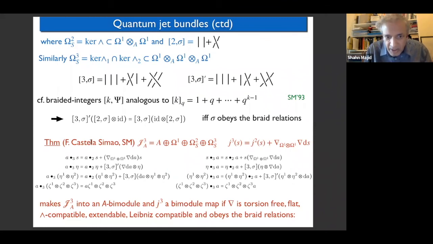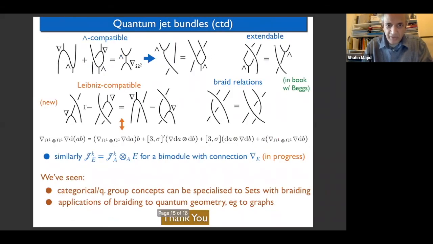And the theorem is that the whole theory works for J3, which is now built on functions, first derivative, second derivative, symmetric derivative, third symmetric derivative, with J3 given like this in terms of J2. And these are the three products. And the three products involve the two products and these three integer, braided integer maps. And the whole theory works provided Nabla is torsion-free, flat, wedge-compatible, extendable, Leibniz-compatible, and obeys the braid relations. And these are the four identities here.